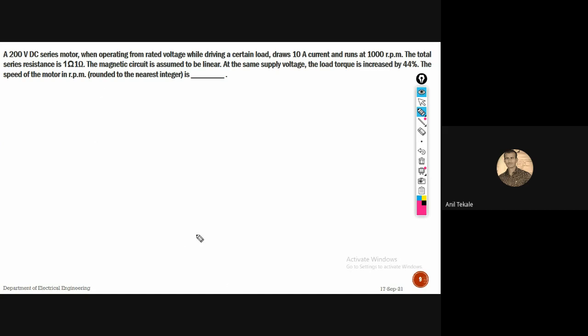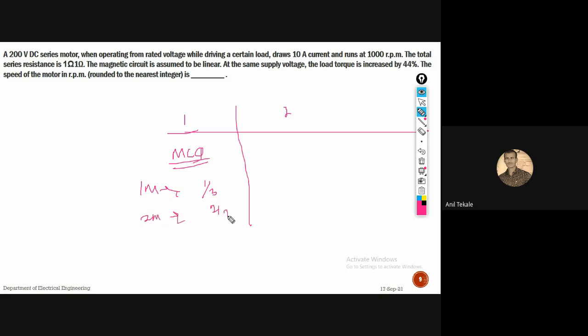As I told you, there are two types of questions in the GATE examination. The first type is MCQs. If there is a 1 mark MCQ question, then there is a 1/3 reduction, a negative marking. If the question is of 2 marks, then there is 2/3 negative marking.